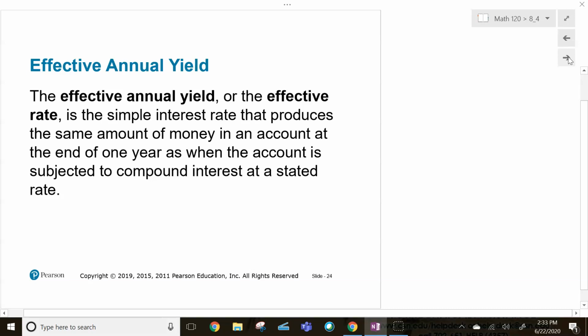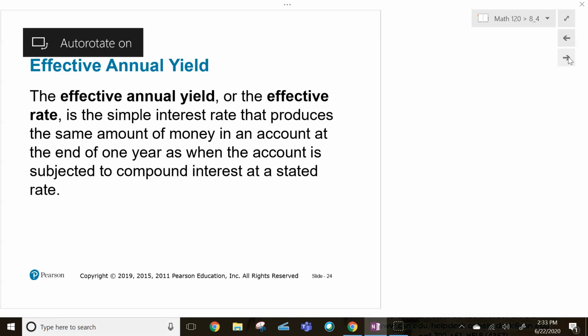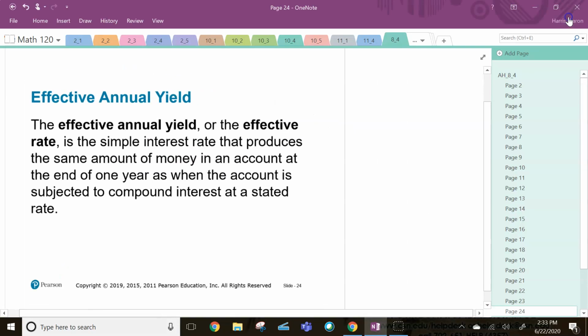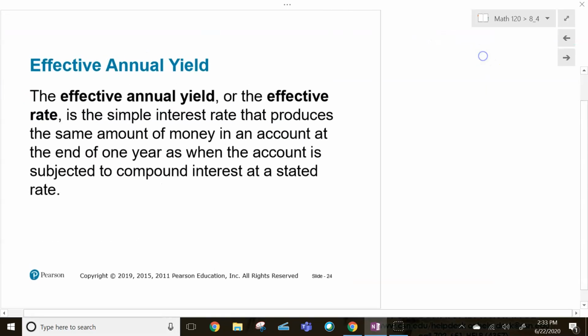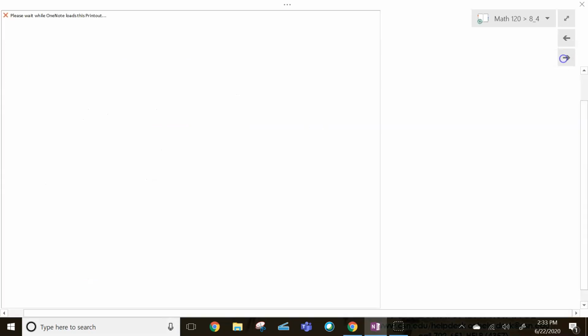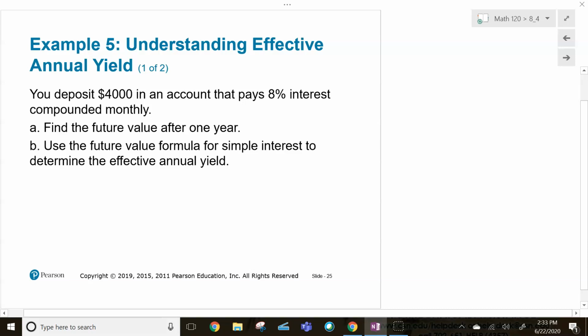All right. Last concept, annual yield. What's the equivalent simple interest rate that produces the same amount of money in an account at the end of 1 year as when the account is subject to compound interest at the stated rate? So, for example, let's think about it this way. You deposit 4,000 in an account that pays 8% compounded monthly. What's the future value?